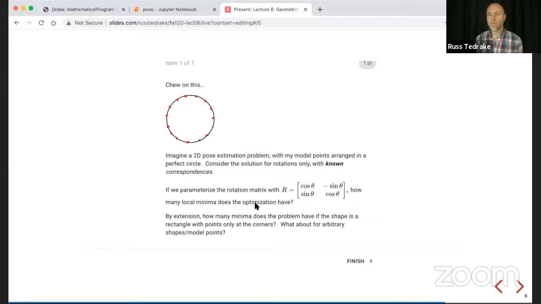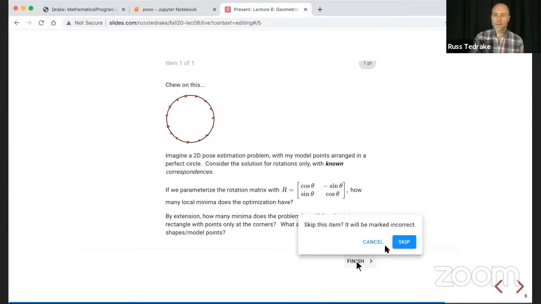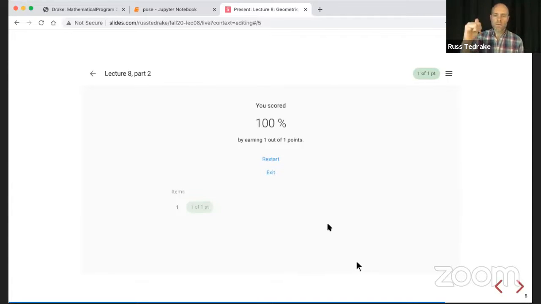So this one is borderline unfair because I haven't taught you much about optimization, but I think you don't actually need that much optimization to appreciate the solution and maybe even to have found the solution. Right, so I gave a geometric problem, if you clicked finish. I guess I didn't show my solution.